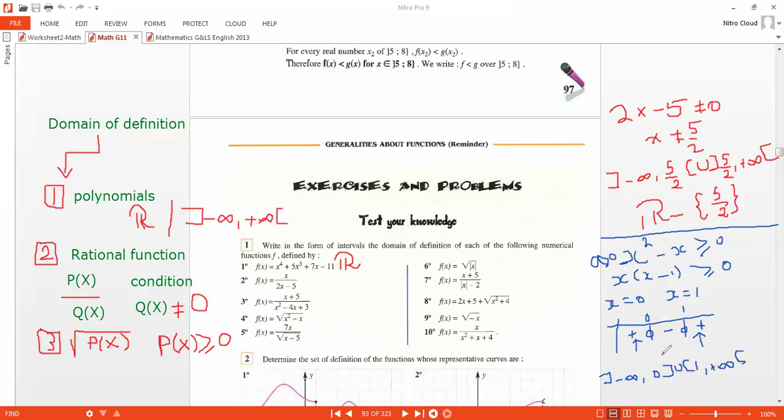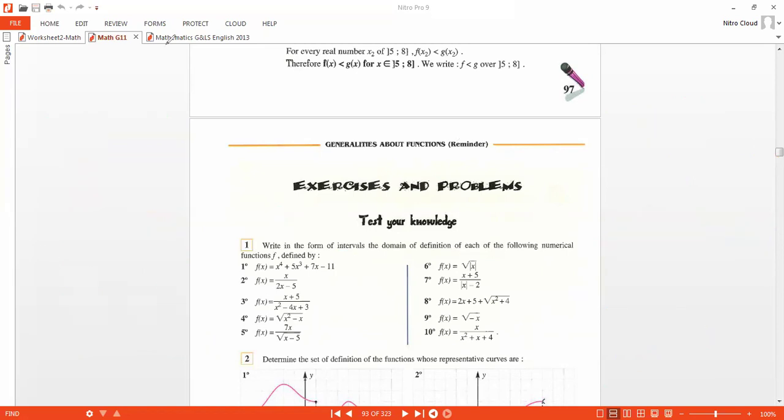Okay, so everything between 0 and 1 is not accepted. You cannot see a curve between 0 and 1 because it's rejected. So that's a quick revision for the domain of definition of a function. Now, if you look at the second exercise, now I'm going to erase everything. Okay, let us go for the second exercise.